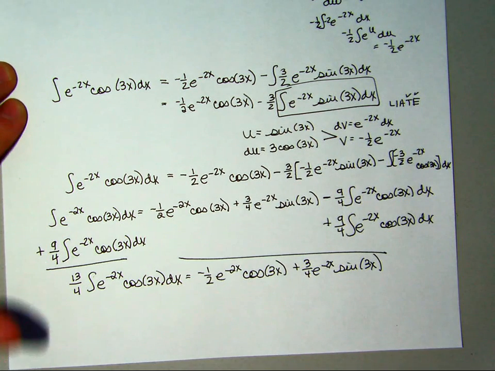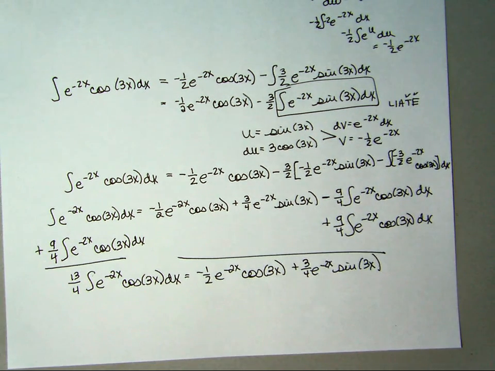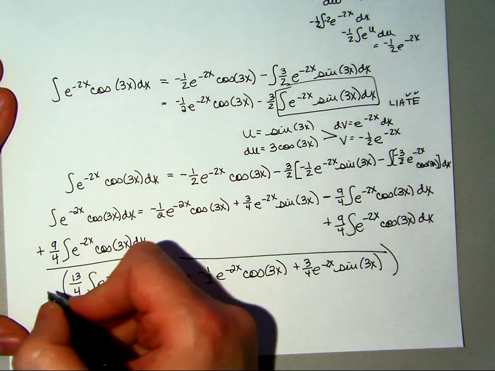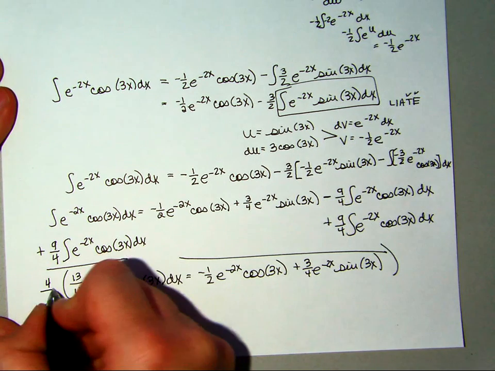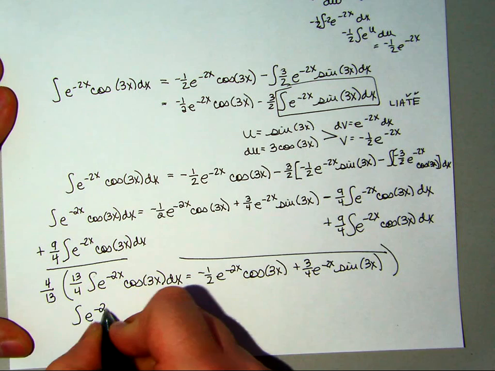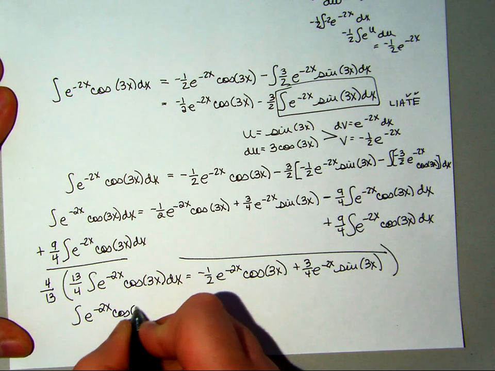So now what? Liam? What's a nicer way to talk about that? You're right, but multiply by 4/13, because there was a 1 over there. You are going to get the integral of e to the negative 2x cosine 3x dx is going to equal.